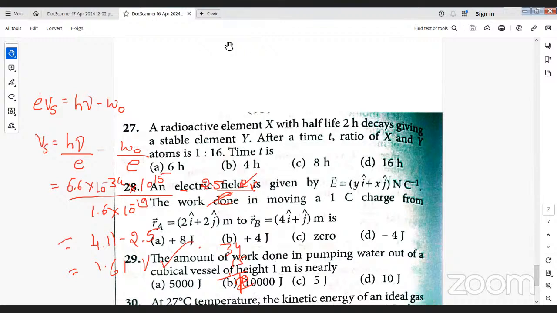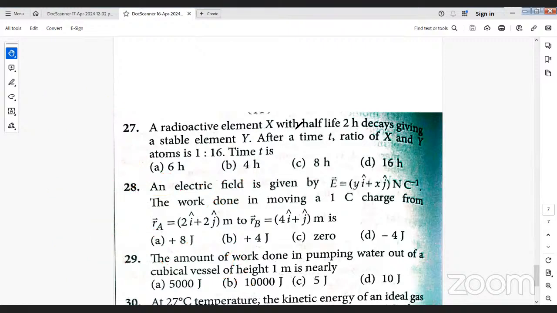Okay, students, next question is a radioactive element X with half-life 2 hour decays, giving a stable element Y. After time t, ratio of X and Y atoms is 1:16. Time t is in second. Let's see how to do this.